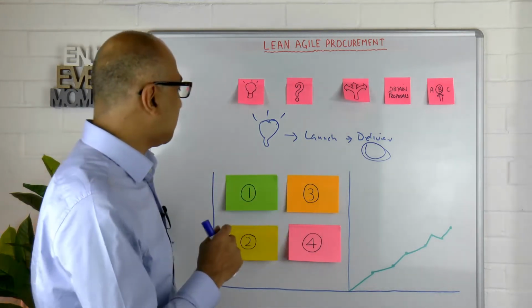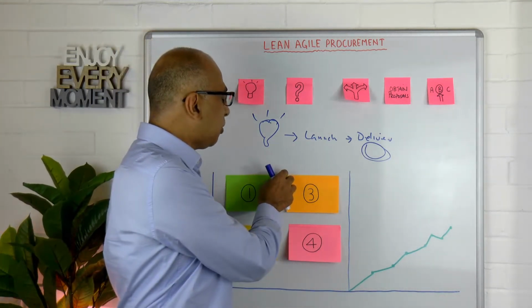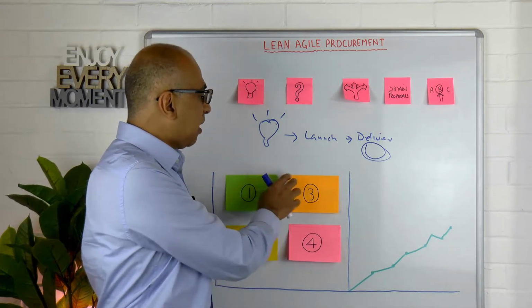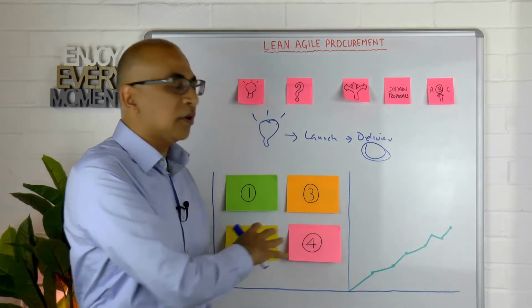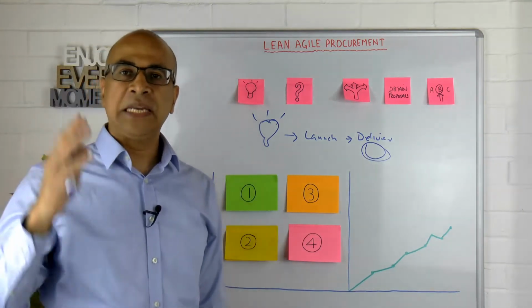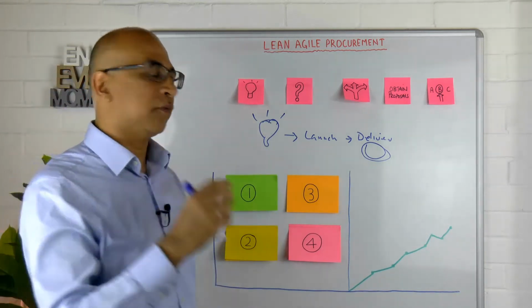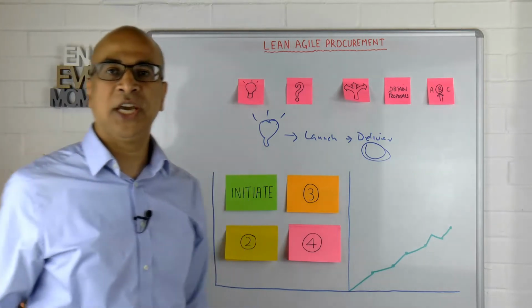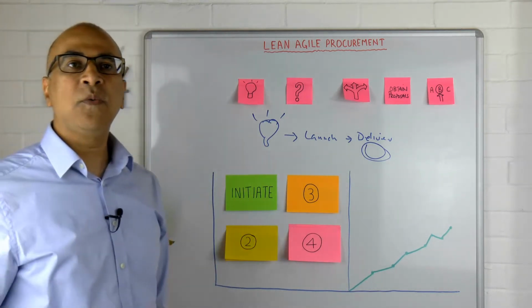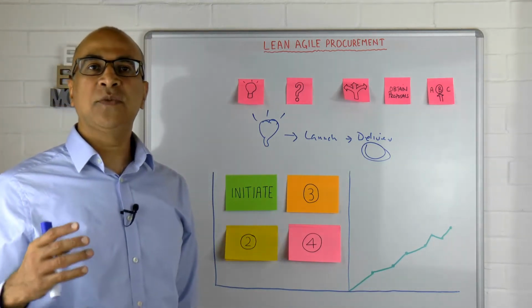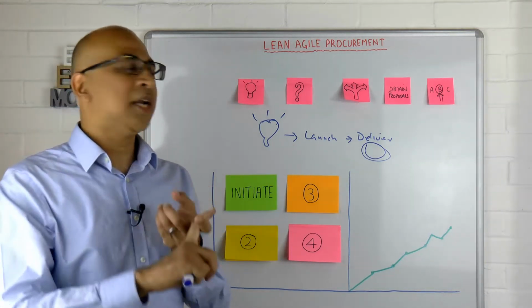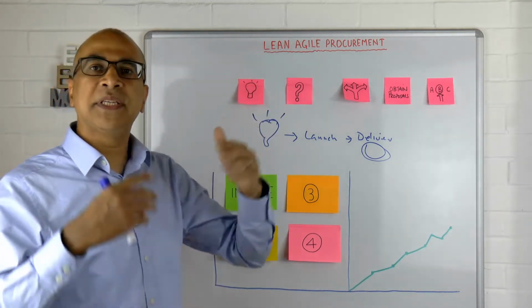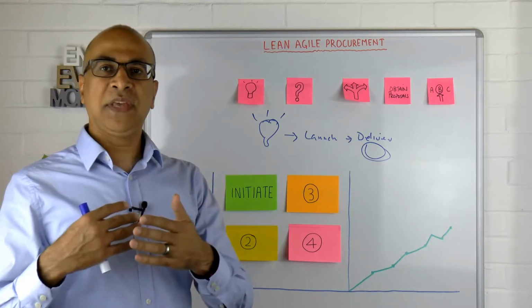So the first thing we have, if we look over here, is we have got 4 different aspects to the Lean Agile Procurement model. So let's start from that. So the first one is what we call initiation, or initiate, okay? And so what we're doing over here is we're trying to understand the goal, the idea, not very different from that, but this is now using a lot of the agile techniques.